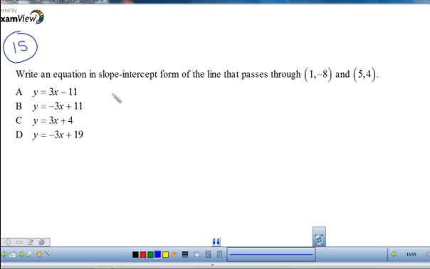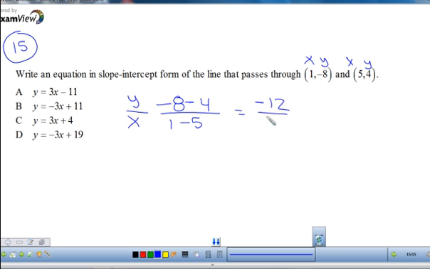Number 15, write an equation in slope-intercept form of a line that passes through the 2 points. So first thing we're going to do is find our slope. Remember, y's go on top, x's go on the bottom. So we're going to have negative 8 minus 4 over 1 minus 5. Same signs we add, different signs we subtract. Keep the sign of the larger number. So negative 12 divided by negative 4 is positive 3.